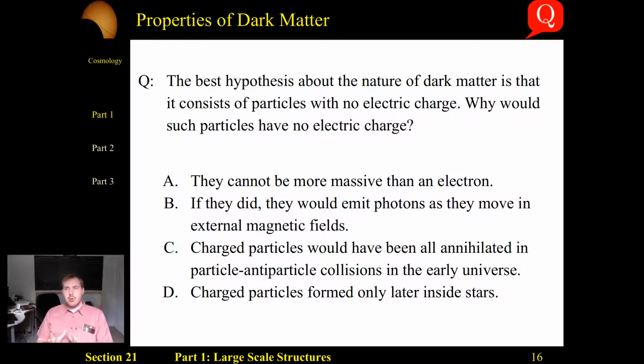Think back to way back in the beginning, section 5, where we talked about our first thorough investigation of light and its interaction with matter. We have a little picture here. Here's my proton. And let's give it an electron orbiting around it.